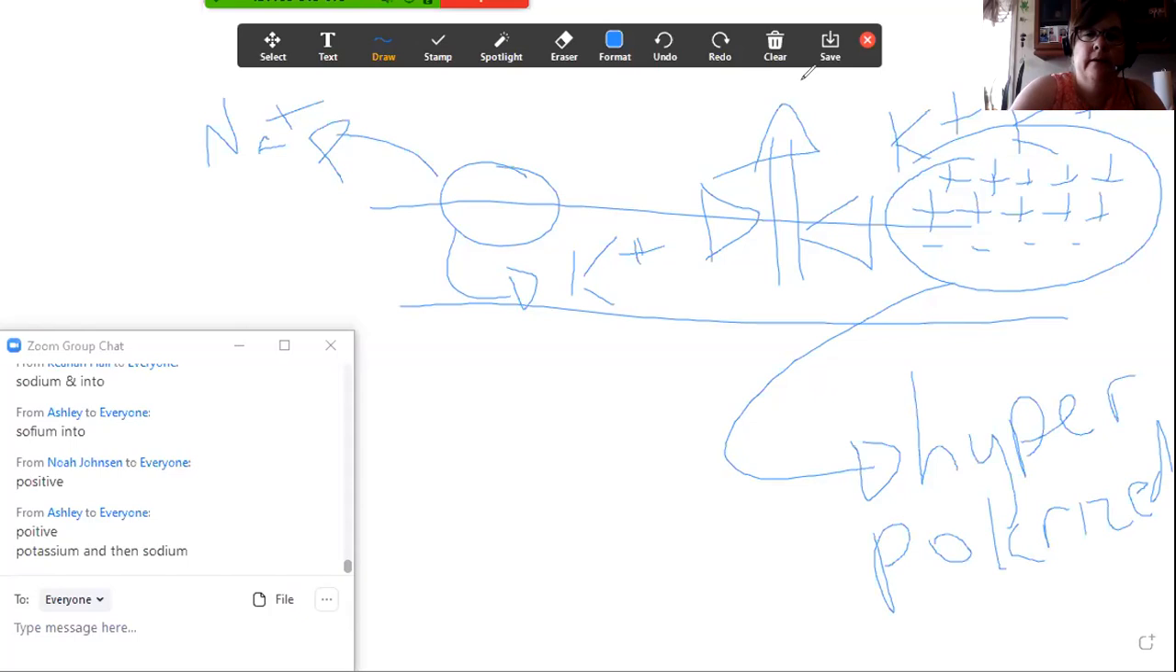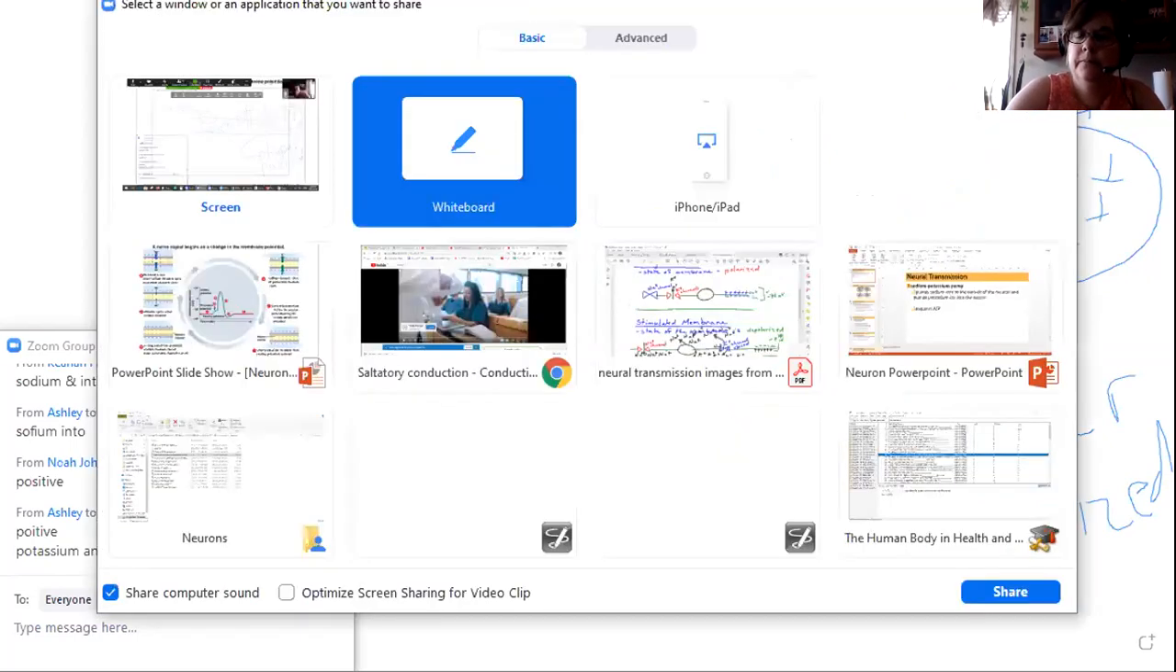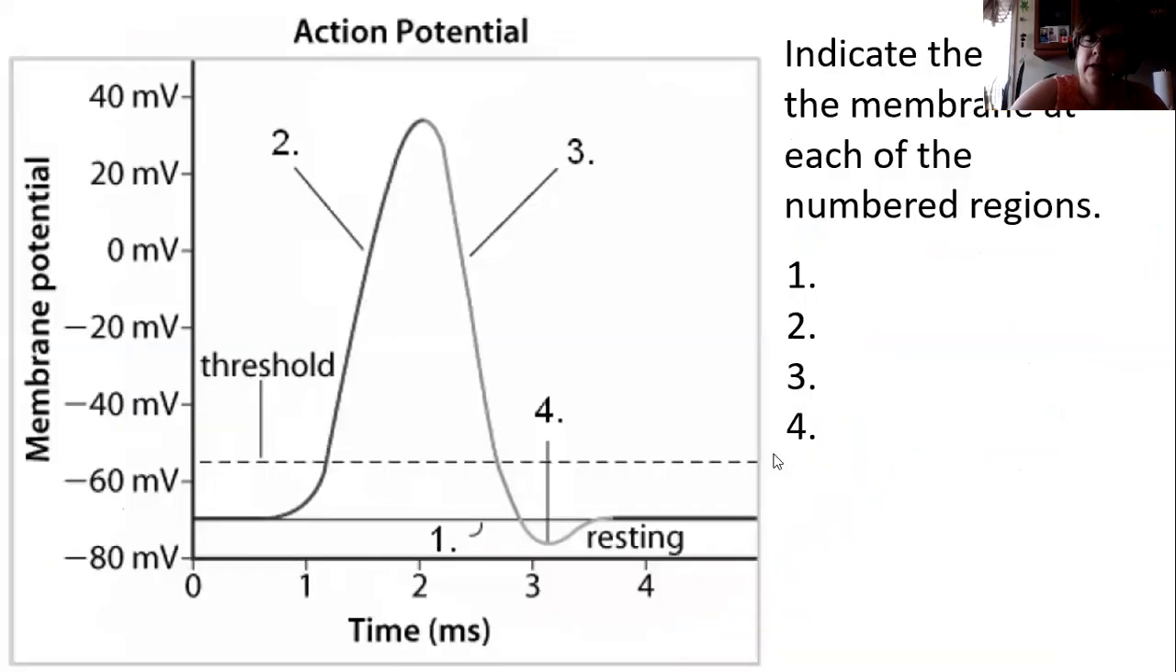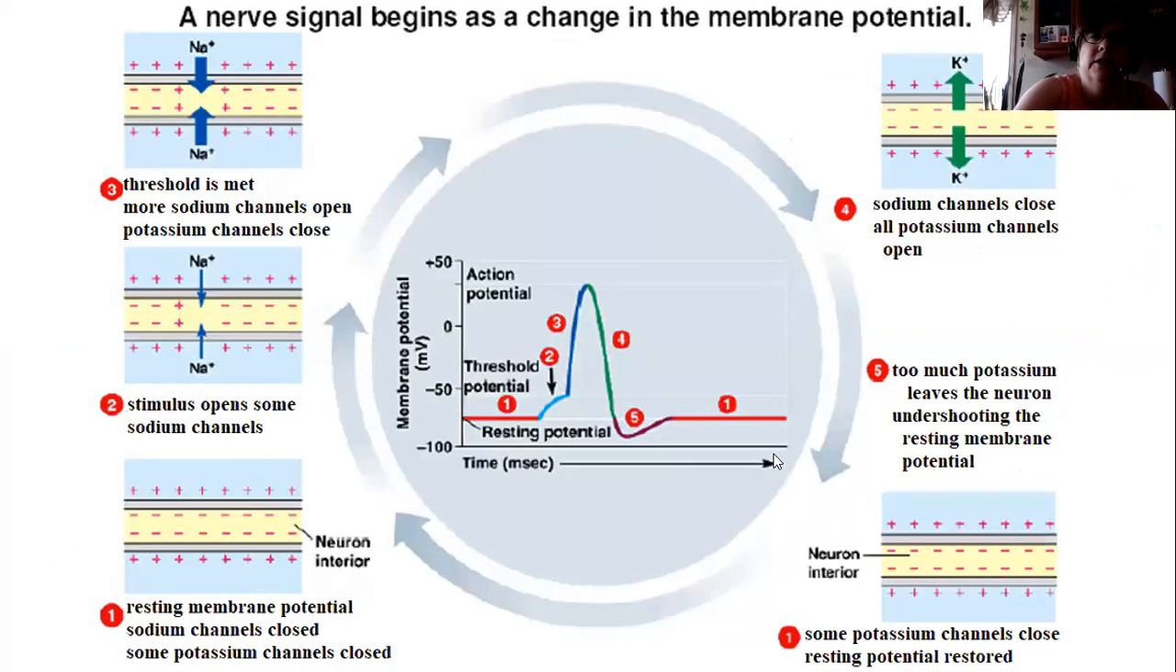Okay, so we'll just go back to the PowerPoint quickly here. It overshoots, so we have too much positive, but remember that pump is going to be pumping that potassium back in, and eventually we'll get back to what we're seeing right here, which is our resting membrane potential. All right, we're just going to quickly look at that next image, and then we'll be done with this for today.